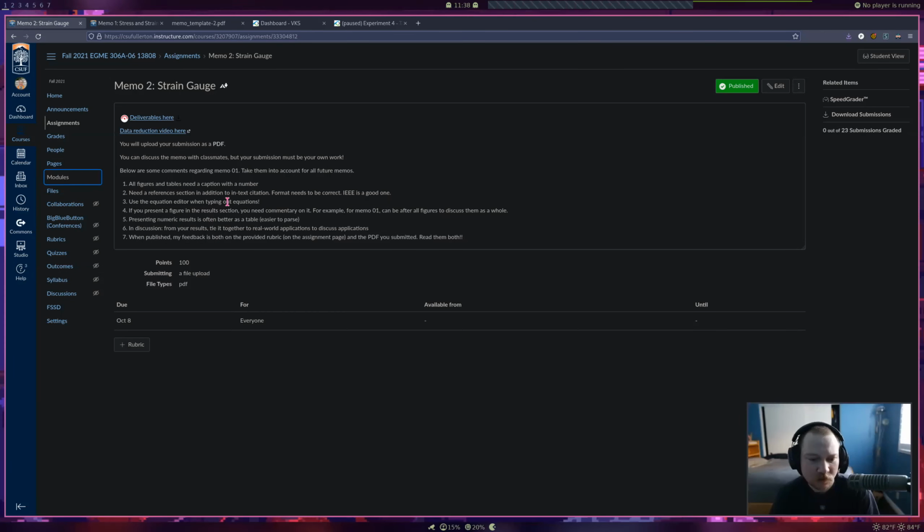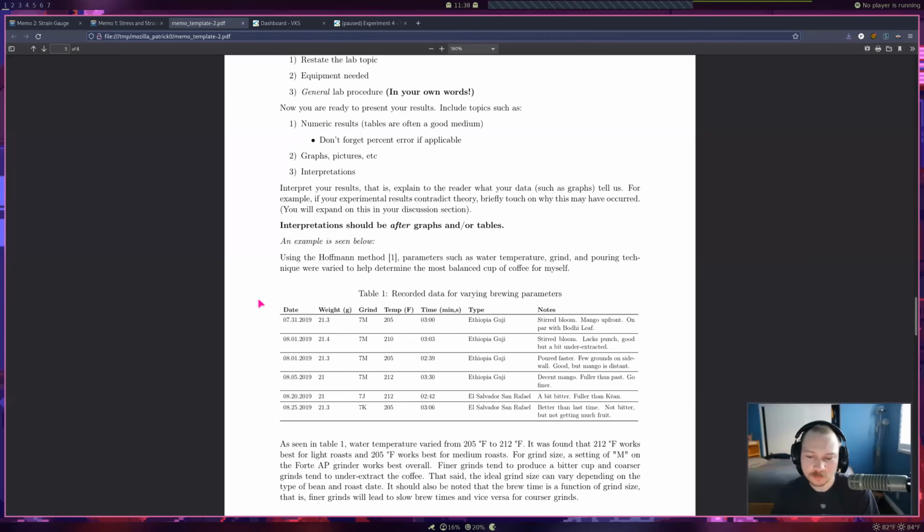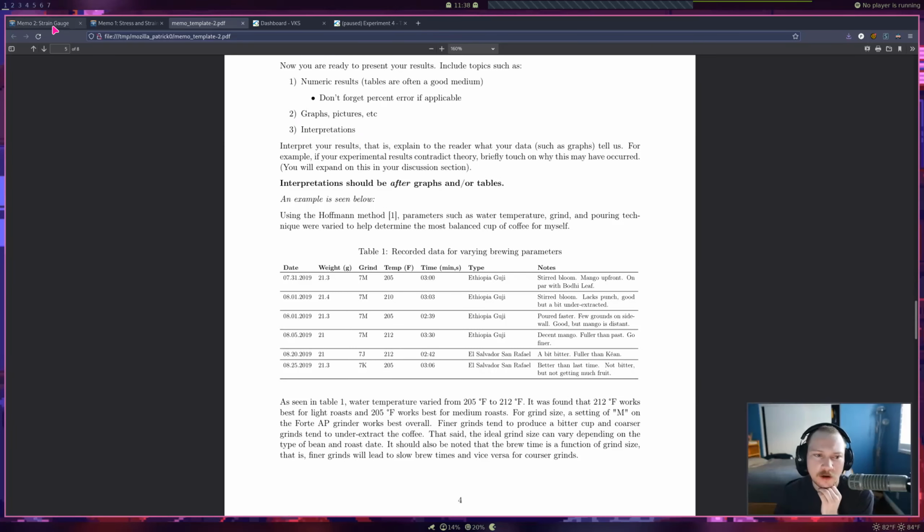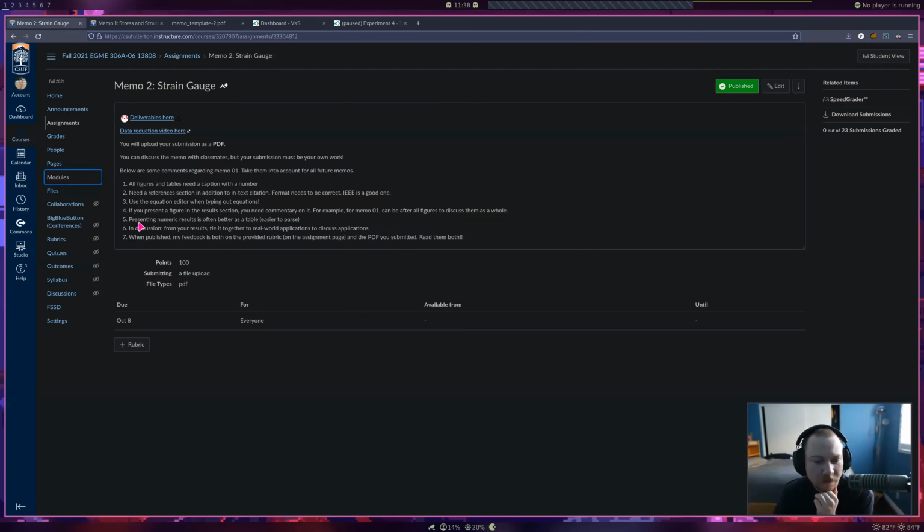Presenting numeric results is often better as a table. So if you didn't use a table when you were presenting your results for the UTS, elastic modulus, percent error, all of that stuff, I didn't mark you down for that, but oftentimes it is better to use a table for that. So I just thought I would mention it. And then in the discussion section, you need to tie it together to real world applications.